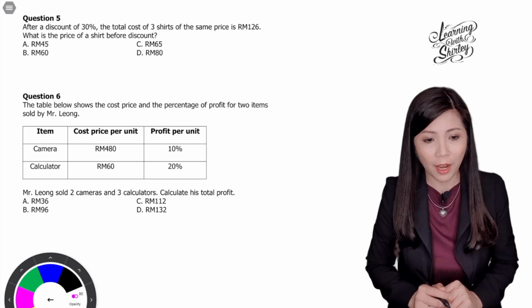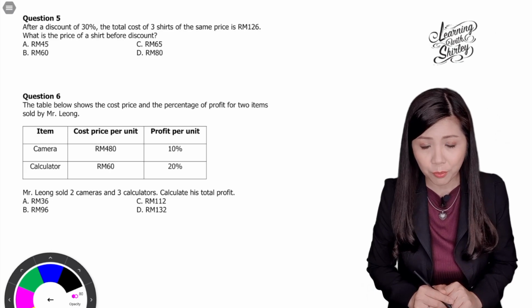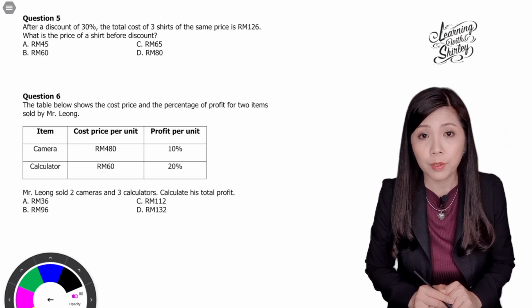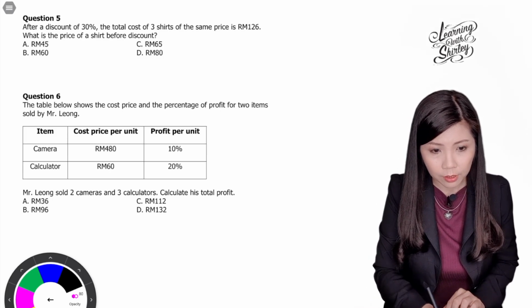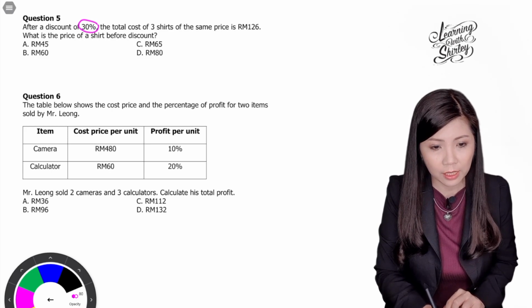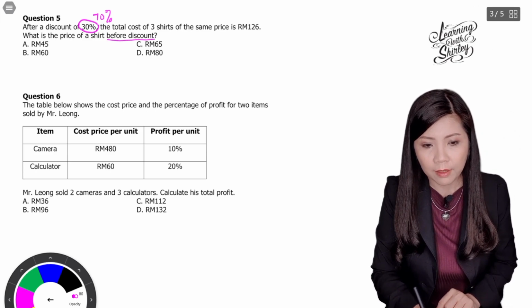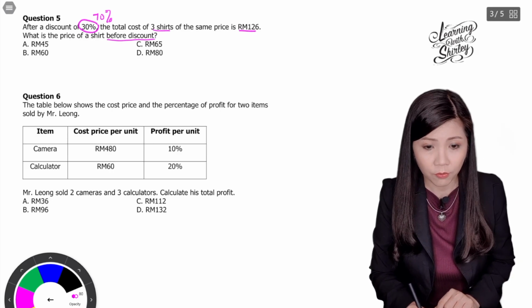Let's look at question number 5. After a discount of 30%, the total cost of 3 shirts of the same price is 126 ringgit. What is the price of a shirt before discount? So for this, I'm going to use this 30%. From here, I'm going to use 100 minus 30, which is 70%, because they want you to find the price before discount. And the total price for 3 shirts is 126 ringgit.